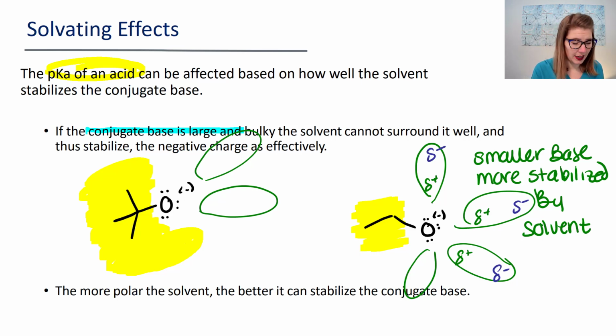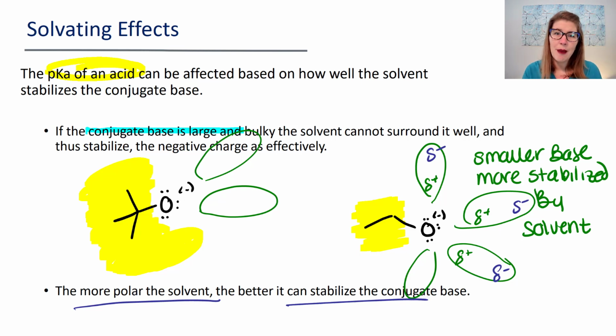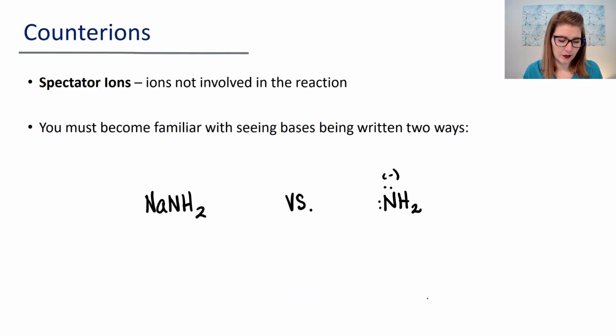Another idea with solvating effects is the idea that the more polar the solvent, the better it can stabilize the conjugate base. So if you have a solvent molecule that's quite polar, it's able to stabilize a conjugate base better than a medium or non-polar solvent molecule.